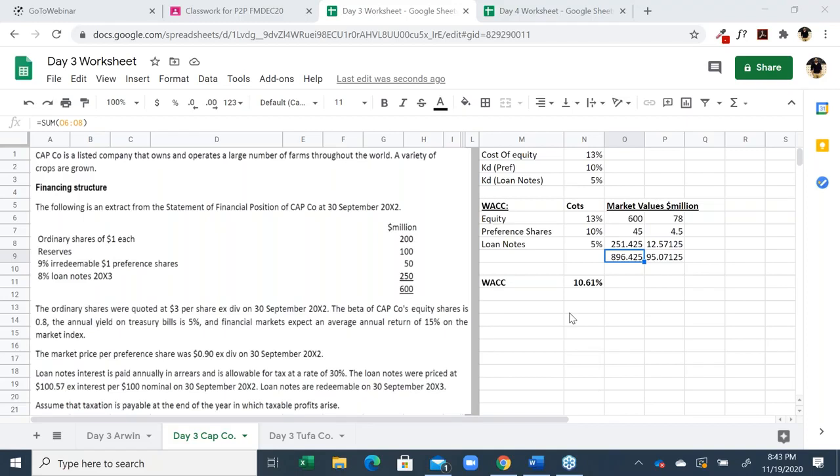In ACCA, we have adjusted the amount of interest for the tax in the previous session, and we do not need to adjust the market value of any loan note with a tax figure. There is no need to. This figure has already been adjusted for the tax.